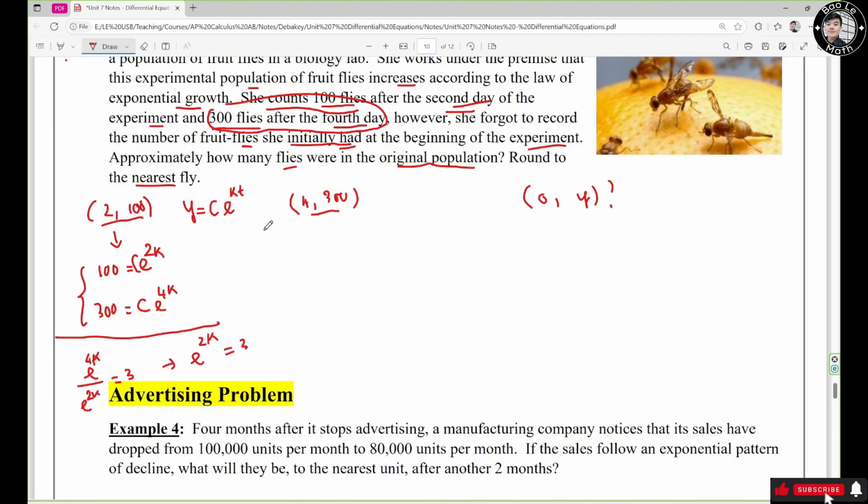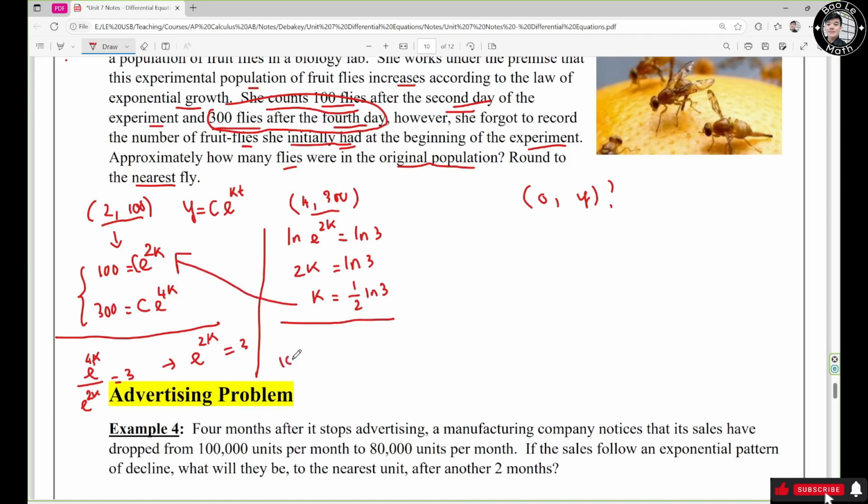I need to take natural log both sides, so then you have natural log of e raised to the 2k equals natural log of 3. So 2k equals natural log of 3. K equals 1/2 times natural log of 3, right? Now I need to substitute this back over here to solve for c. So I have 100 equals c times e raised to the 2 times k, but k equals this one right here, times 1/2 natural log of 3.